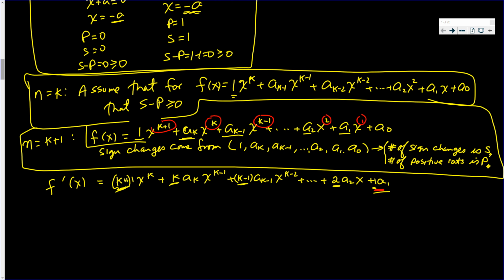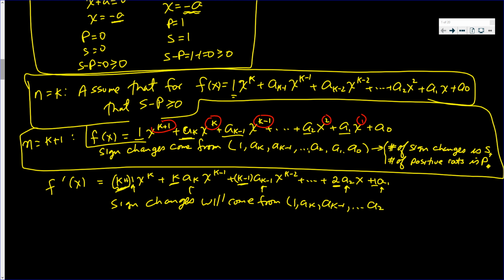So what's going to make the sign changes if we're going to have any? And the answer is it's going to come from these numbers. The sign changes will come from this set of numbers: 1, a sub k, a sub k minus 1, all the way down to a2 and a1. It's going to come from them. Why? In case you didn't get it.